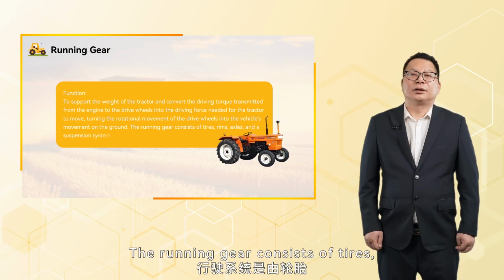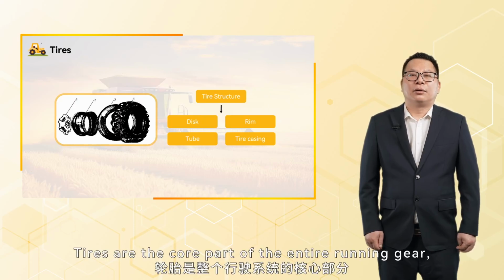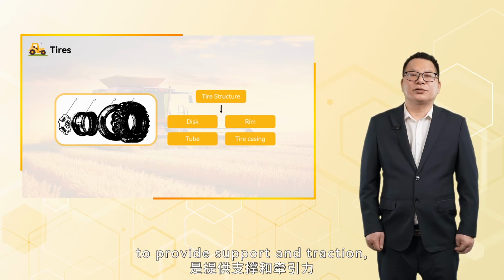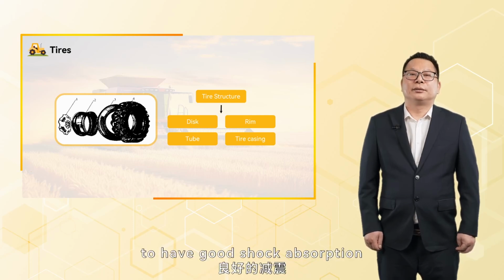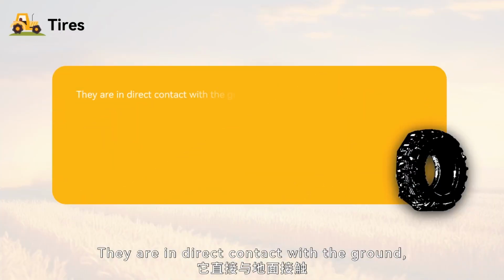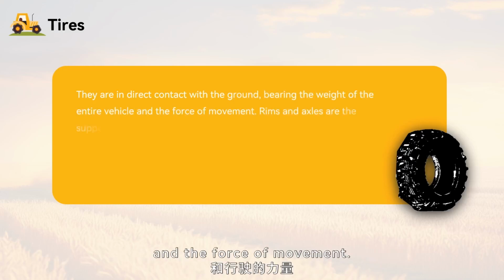The running gear consists of tires, rims, axles, and a suspension system. Tires are the core part of the entire running gear, with their main functions being to provide support and traction, while also needing to have good shock absorption and body protection capabilities. They are in direct contact with the ground, bearing the weight of the entire vehicle and the force of movement.